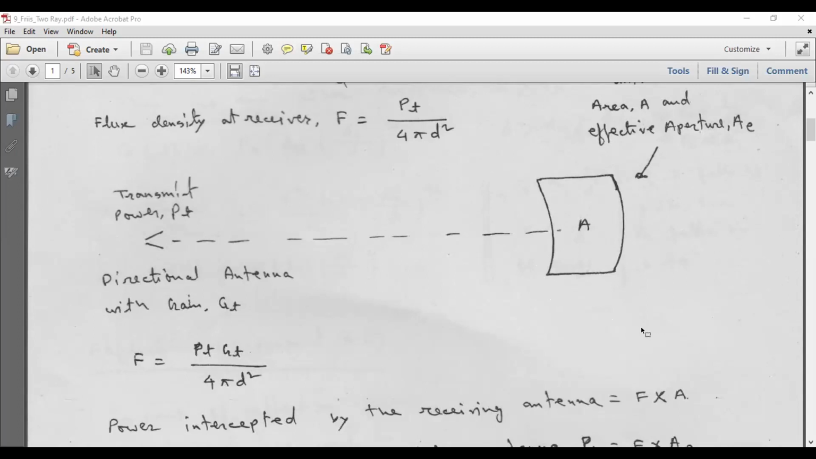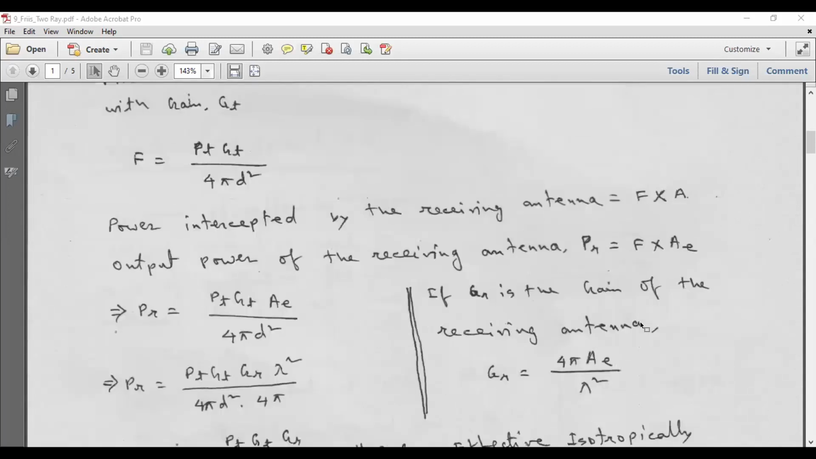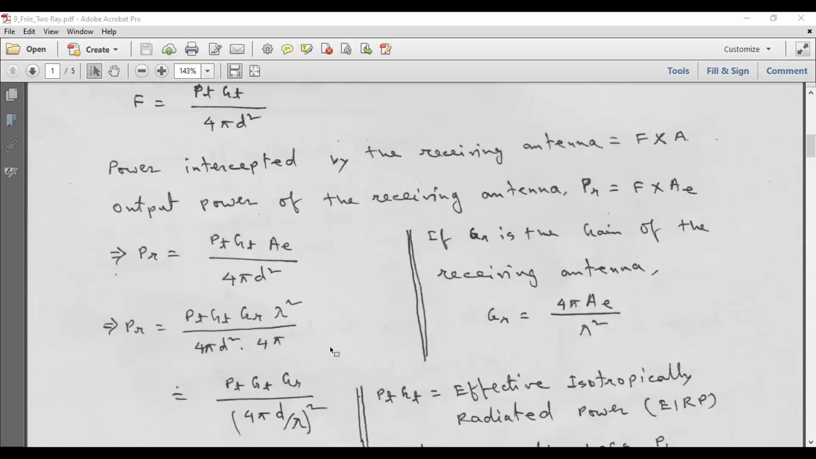you get that less amount, less amount of area. Yes, I understood. So definitely AE is smaller than A, but it receives the same amount of power that the entire physical area would have received.